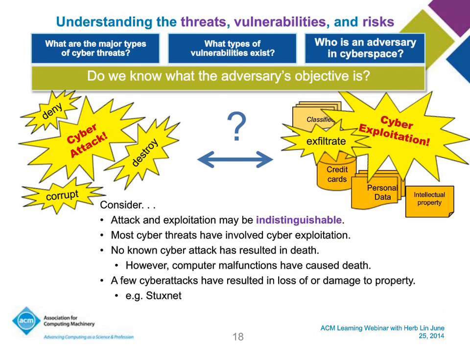Do we know what the adversary is trying to do? One of the problems in all of this is that an attack and an exploitation may be indistinguishable. That is, if you're the victim of an exploitation, you may reasonably think it's an attack, and that could have serious consequences. To date, there has been no known cyber attack that has resulted in death. Malfunctions have caused death, but no known attack. And some attacks have caused damage or loss to property, the most well known of them being Stuxnet.